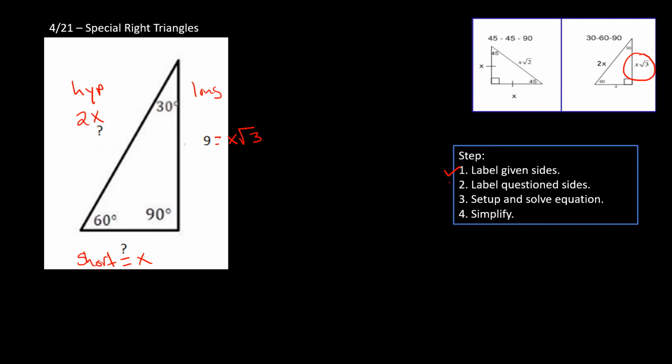So we labeled our sides. Now we need to look at the setup. Our setup is the only bit of information that we have here, which is that 9 equals x square root of 3. So we want to solve for x here. So we want to isolate it. To do that, like we did in the previous problems, we're going to go ahead and divide both sides by the square root of 3.